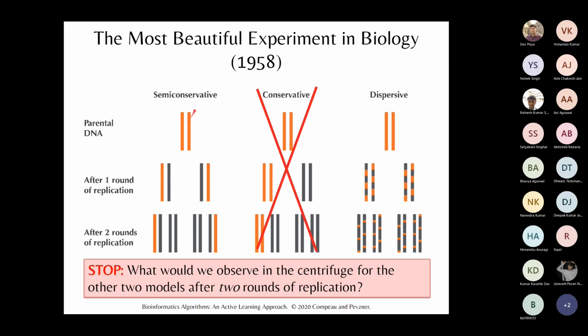After two rounds of replication in semi-conservative, you're going to have one set of DNA which is totally new and one set of DNA which is shared, right? So you're going to have two bands now, one completely lighter band and one which is slightly heavier as compared to the lighter one. If you also add the parental DNA, they will have three bands. But in the case of dispersive replication, you are going to have a singular band, right?